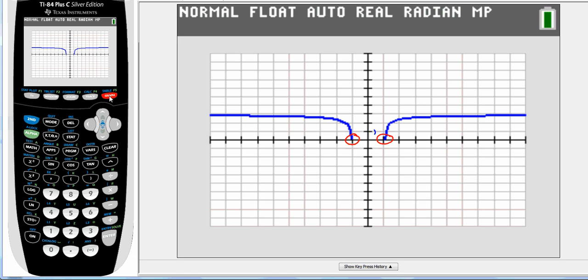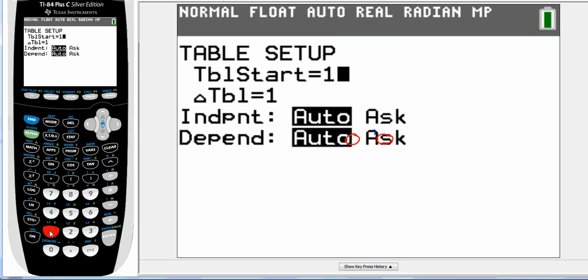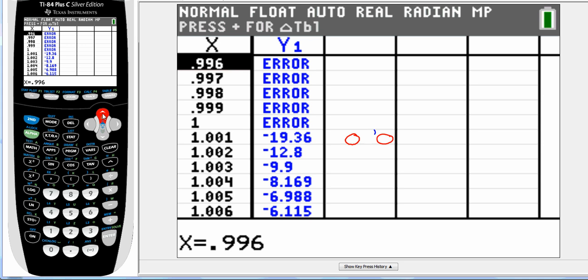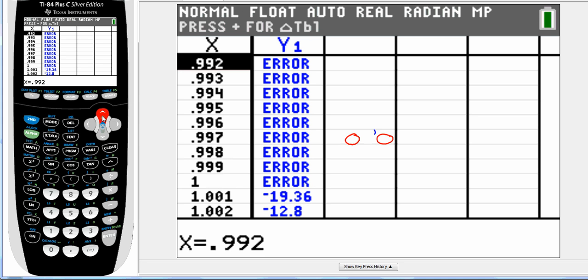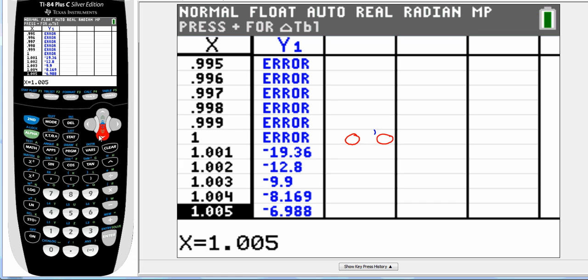So my graph, I can zoom in on it if I want to, or I'm going to go to my table, okay? And actually, I'm going to go to table set. I am going to start my table at 1 because that's one of the points in question. And then instead of going up by 1, I'm going to go up by 0.001. And now I'm going to go back to my table. And I'm just going to see, does it look like it ever crosses the x-axis at 1? Okay, and I don't think so because all of these are errors down here. Okay, so it certainly doesn't look like it's crossing the x-axis at all.